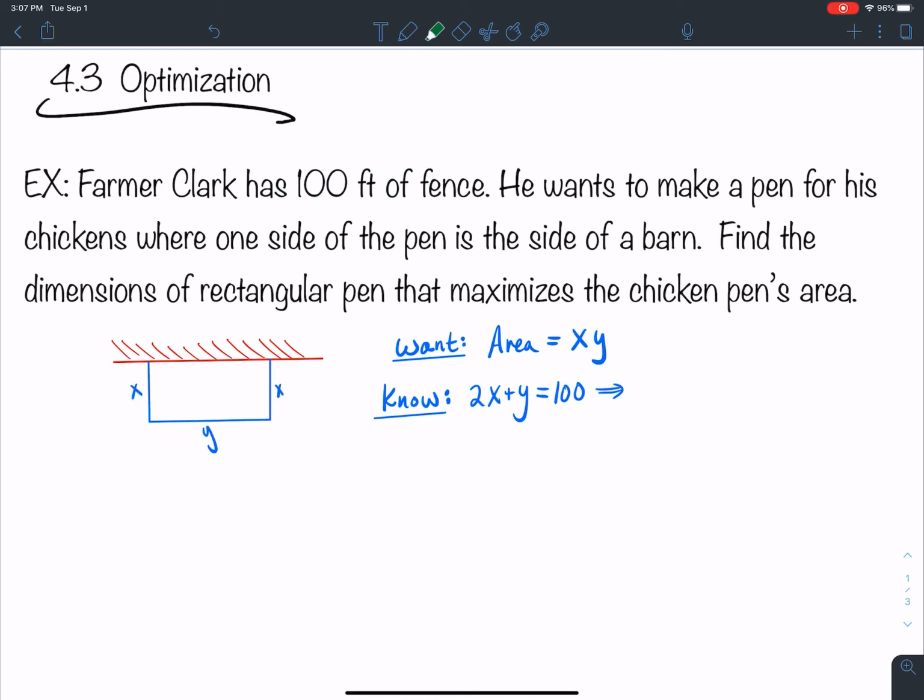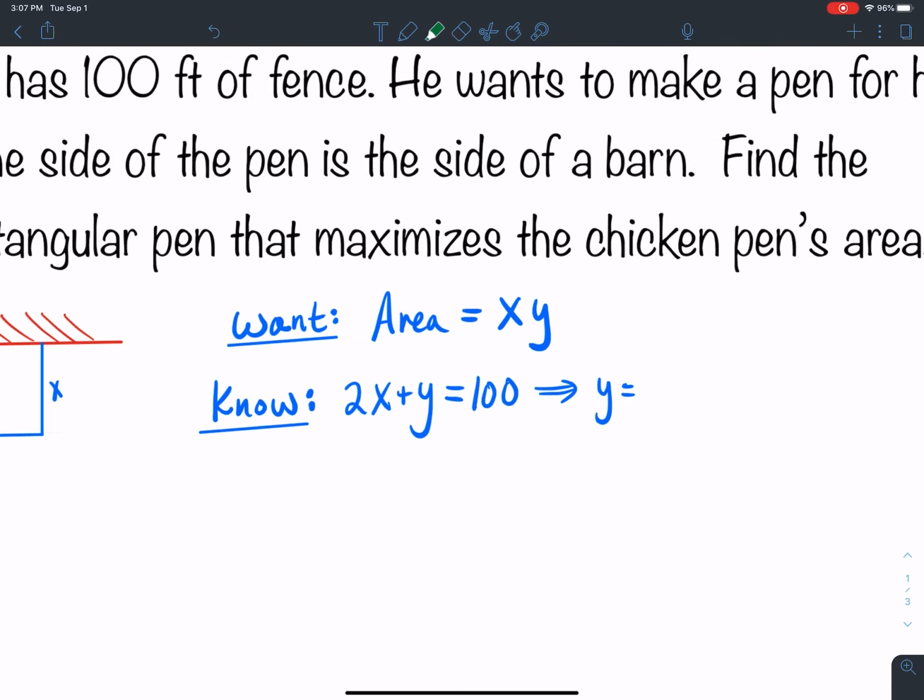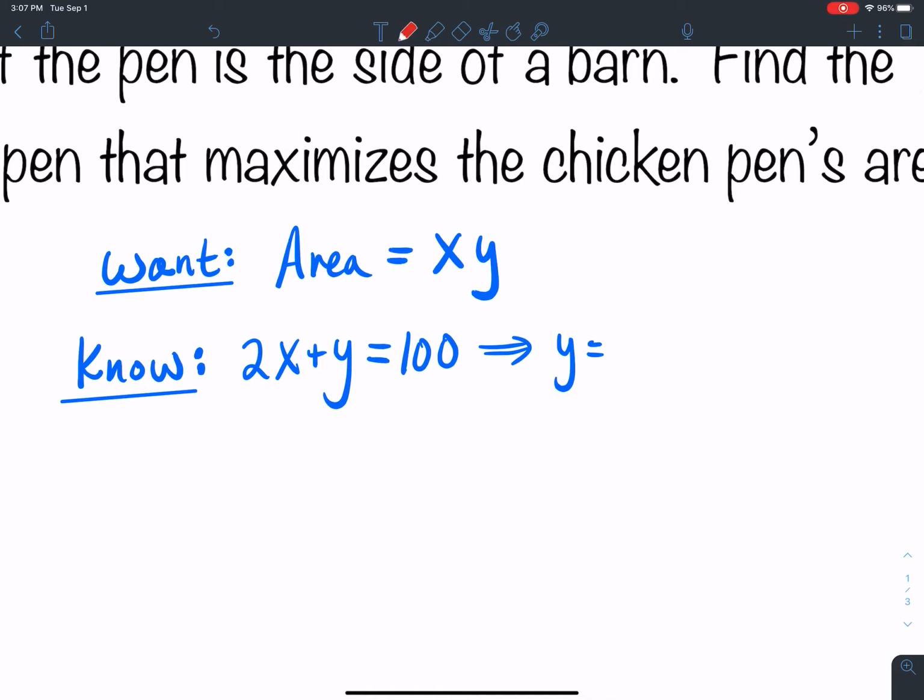Now, because I do not have multivariable calculus under my belt yet, I need to get rid of the two variables. I want to have one variable. I'm going to just stick with x here. And I need to rewrite y in terms of x. So I need to solve this equation for y here. How do I solve this for y? Well, to solve for y, I subtract 2x from both sides. And when I do this, I get y equals 100 minus 2x.